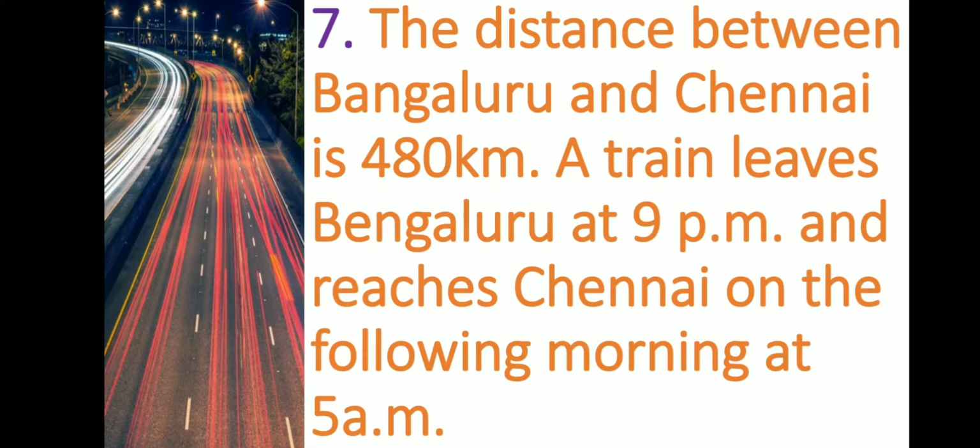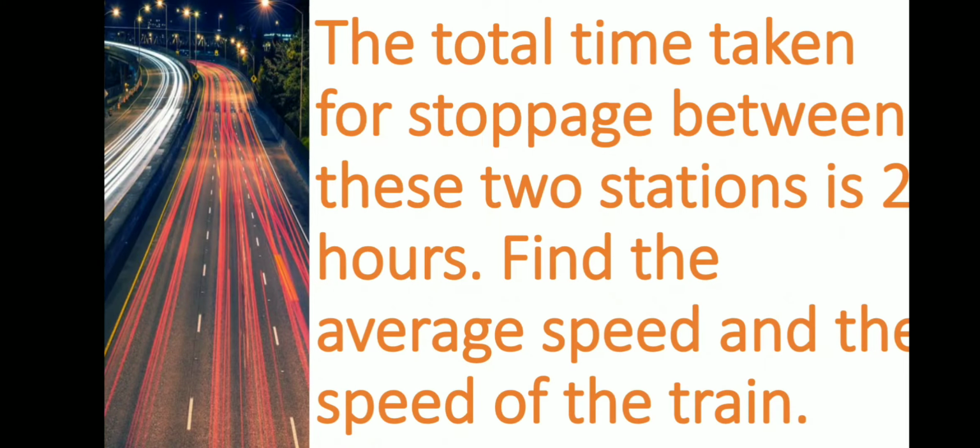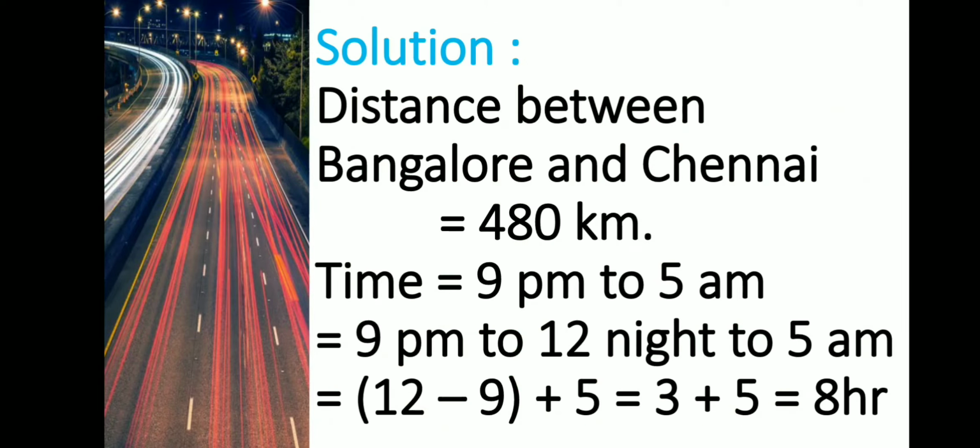Question number 7. The distance between Bangaluru and Chennai is 480 km. A train leaves Bangaluru at 9 p.m. and reaches Chennai on the following morning at 5 a.m. The total time for stoppage between the two stations is 2 hours. Find the average speed and the speed of the train. Now what we have to find out is two things. Average speed and the speed of train. Now let us see the solution.